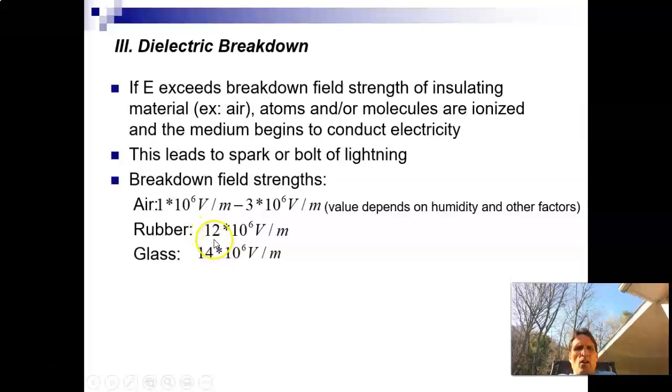Rubber and glass are insulators. So if we stick these in between, it takes a greater voltage to break down these materials so they conduct. So sticking an insulator in between increases the breakdown voltage.